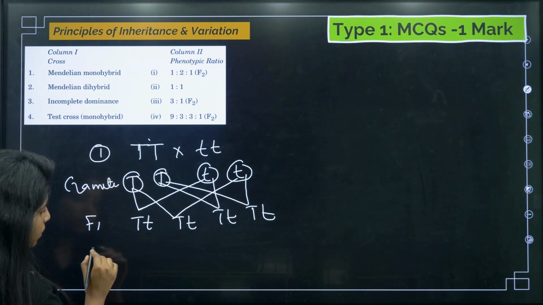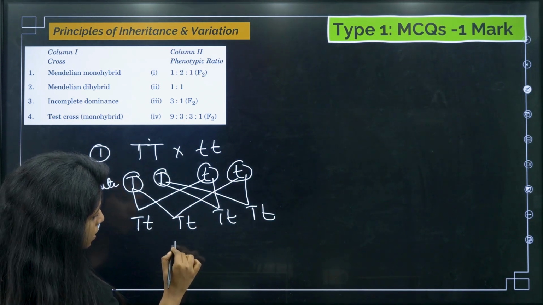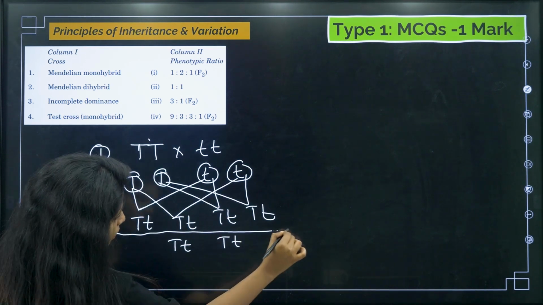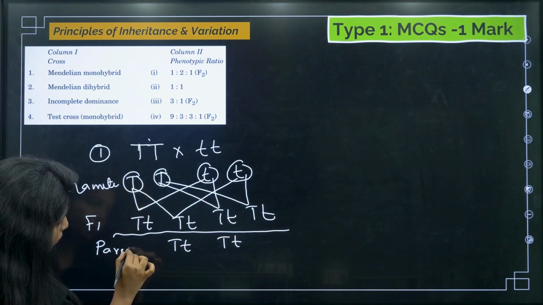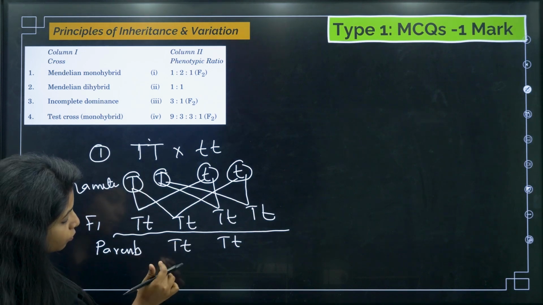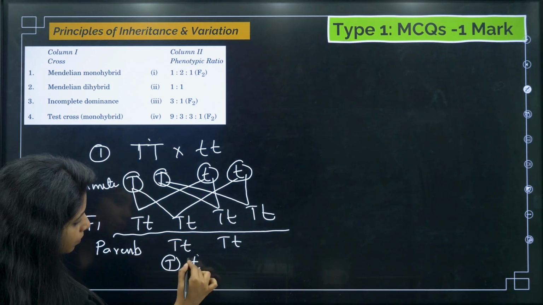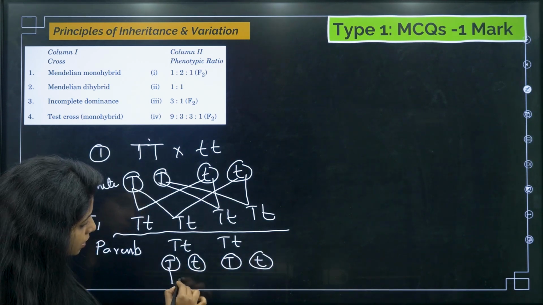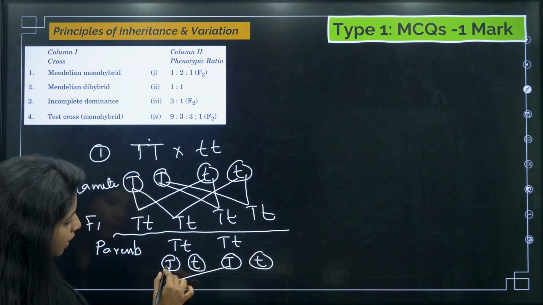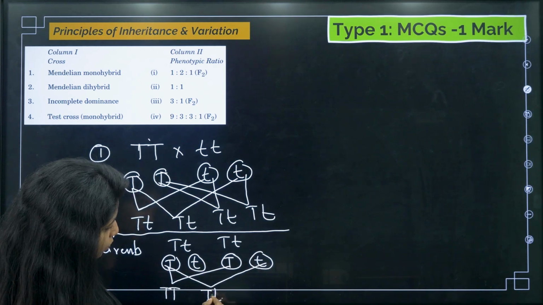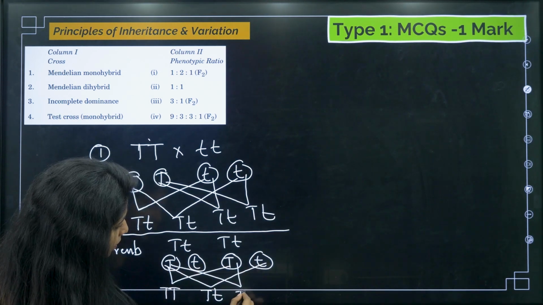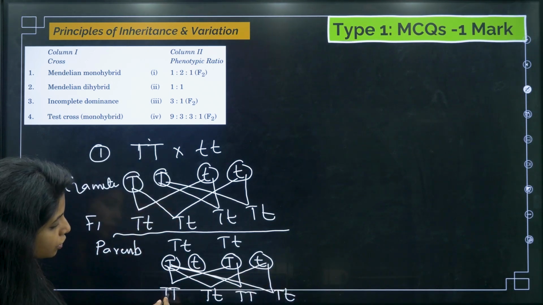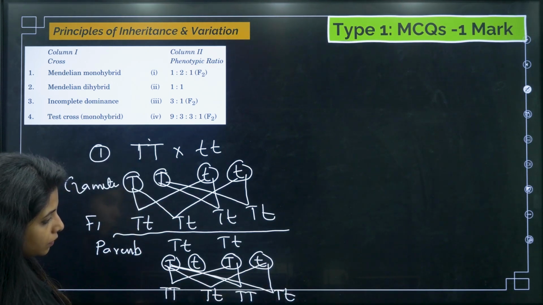Now F2 basically means I take these as the parents, capital T, small t, capital T, small t. What will be the gametes, children? Either this chromosome can come or this chromosome can come. Now if I fuse, I get this and this, that is capital T, capital T. I get capital T, small t. Then capital T, capital T, and capital T, small t. Oh, did I mess up?